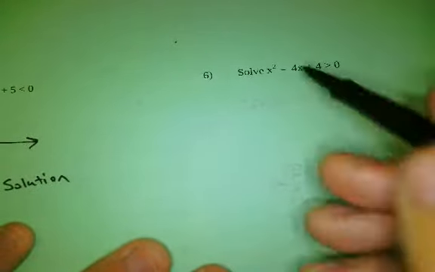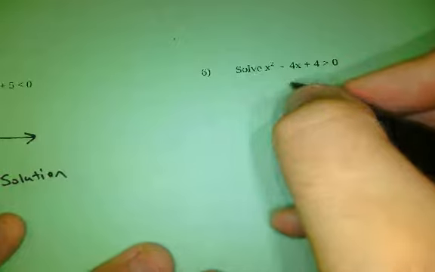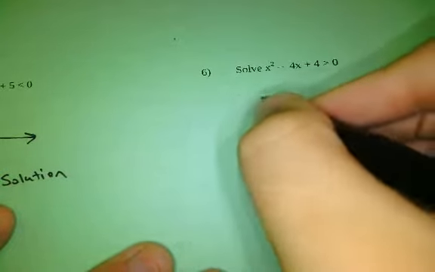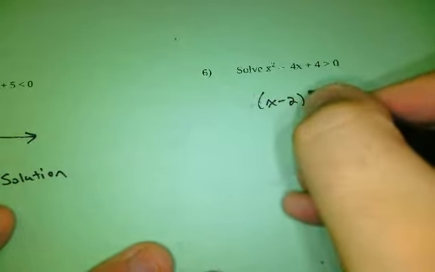And then this one, let's do this one because this one we got to be careful about. So this one factors as x minus 2, x minus 2.